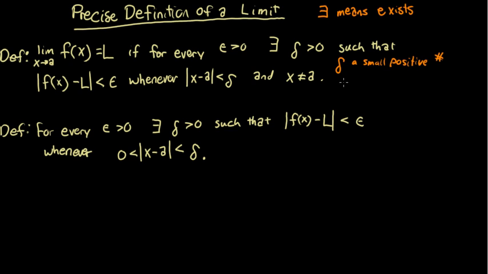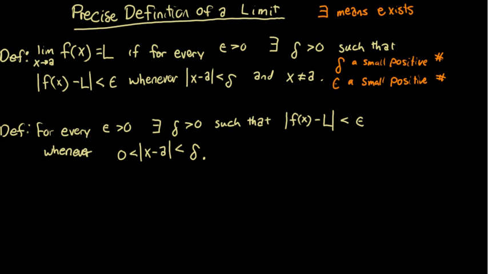And we have one more symbol for a small positive number, and that is epsilon. So epsilon is a small positive number. And there's no telling if epsilon is greater than delta, or if delta is greater than epsilon, or if they're equal. It'll depend on the context that you're using it in.